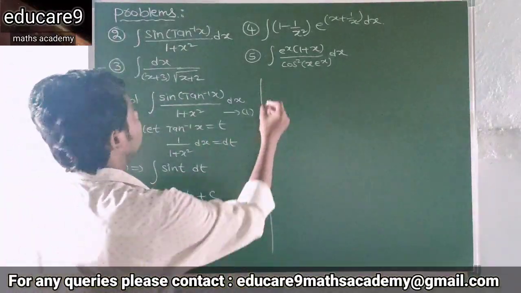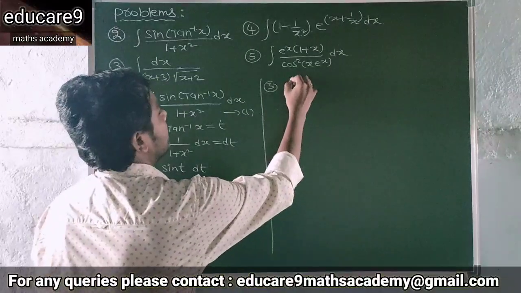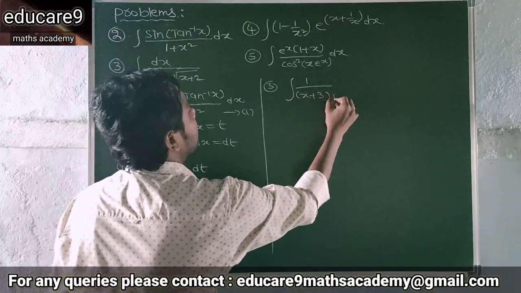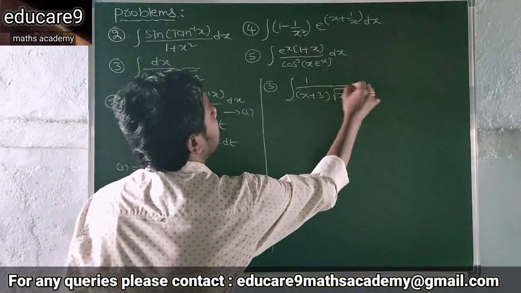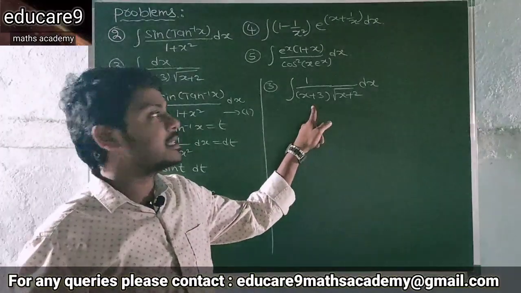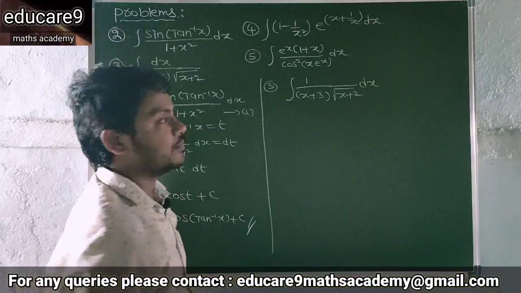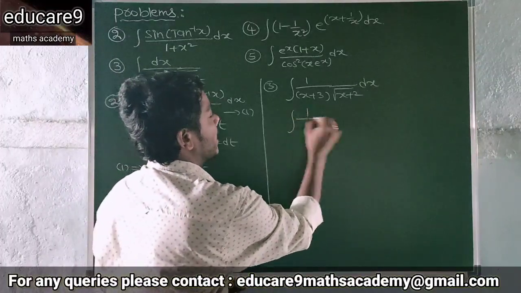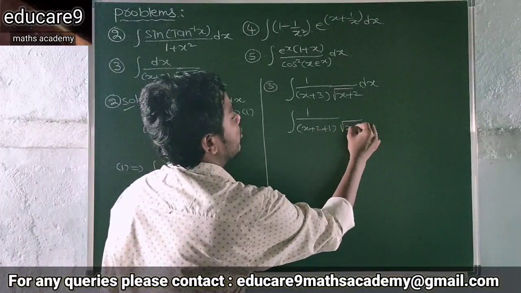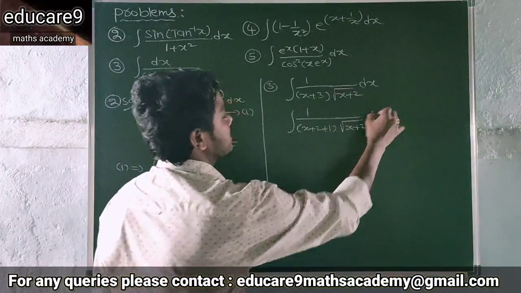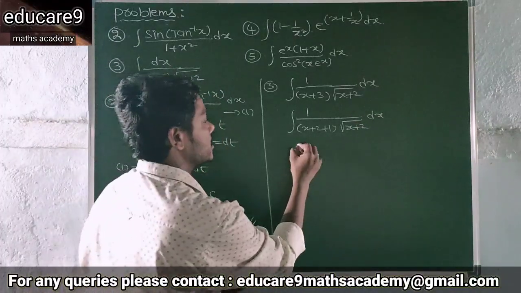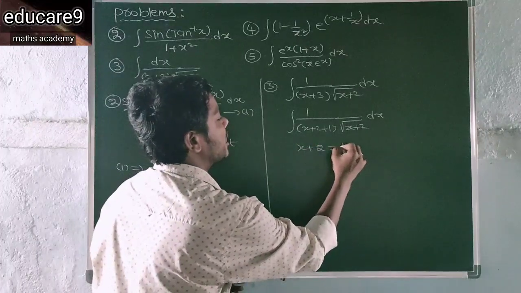So see the next one. 1 by x plus 3 into square root of x plus 2 dx. Okay. So see here this x plus 3, write as in terms of x plus 2. So that is 1 by x plus 2 plus 1 into square root of x plus 2 dx. Now this x plus 2 as t square. Here x plus 2 is equal to t square.